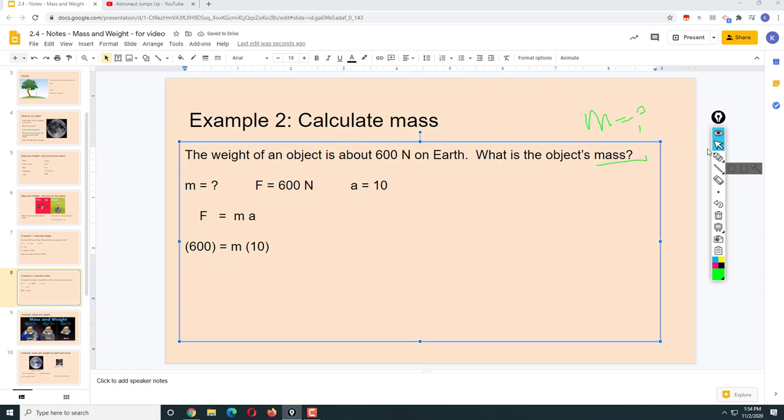To solve this one, we divide both sides by 10. This time we divide because we have a number on the left of the equation sign, a number on the right. We are really saying what number times 10 is 600. When we divide by 10, we get 60 equals m. So the mass is 60 kilograms.